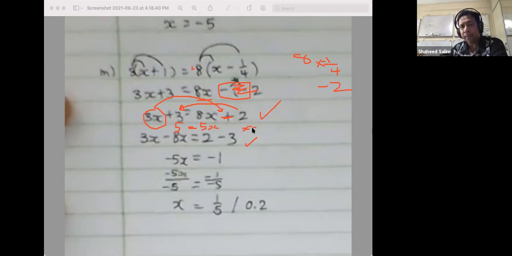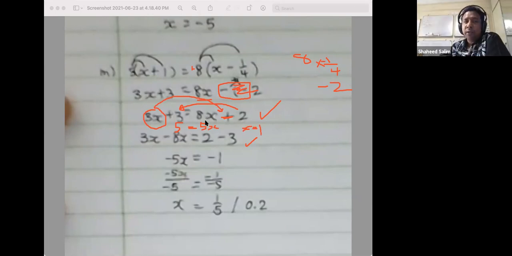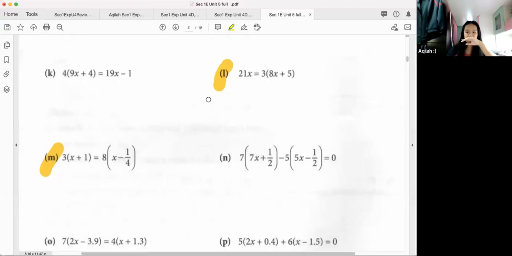Are you okay? Yeah. Notice what I do. I want to make life easy for myself. If I were to bring the 8x down there, it becomes minus 8x. It is more difficult to compute for me. So I would rather bring the 3x there, 8x minus 3x, 5x immediately. And then minus 2 I bring over there, becomes plus 5. But not a problem, not a problem. But you know your error, yes? Mm-hmm. Okay.